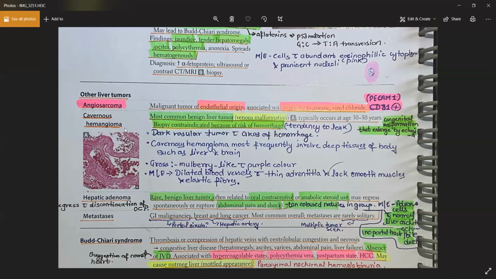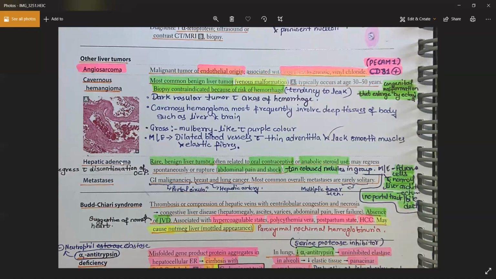This is one blood vessel. This is the second blood vessel. As you can see, a very minimal stroma is there. Smooth muscles are absent. Elastic fibers are absent. Only the endothelial cells are present. And that is about the cavernous hemangioma.